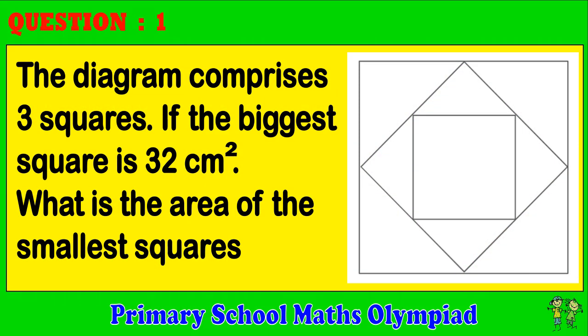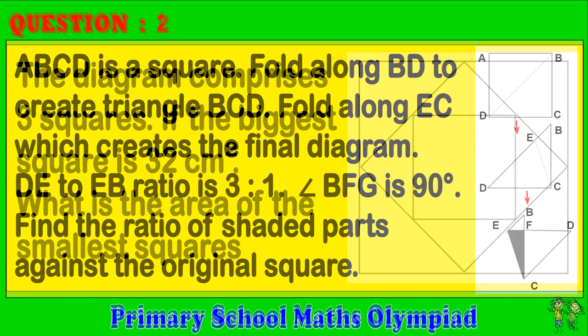Question 1. The diagram comprises 3 squares. If the biggest square is 32 centimeters squared, what is the area of the smallest squares? Question 2.